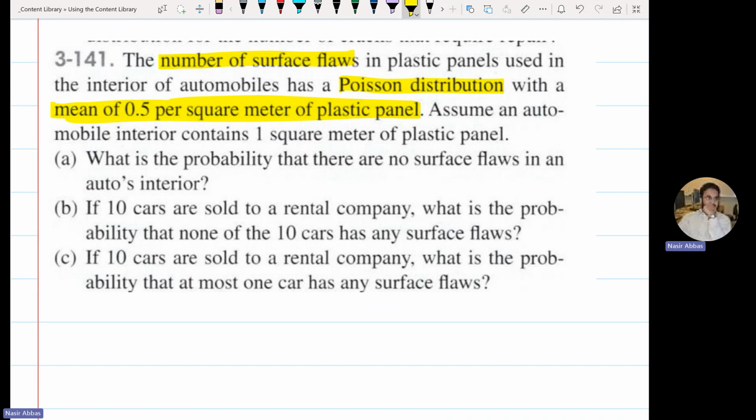Like we give you per square meter and ask you a question about per 5 square meters or per 10 square meters. But that's not the core of this question. Assume that the automobile interior contains 1 square meter of plastic panel. What is the probability that there is no surface flaw in that 1 square meter?